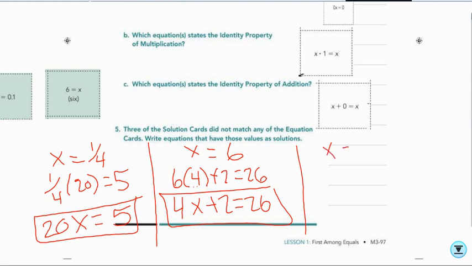Finally, if I had x equals 0.1, I'm going to do an easy one here. I could have 0.1 plus 3 equals 3.1. And this would just be writing x plus 3 equals 3.1.